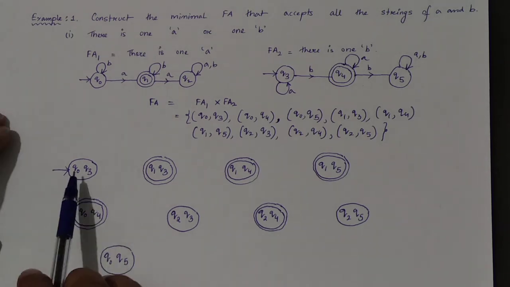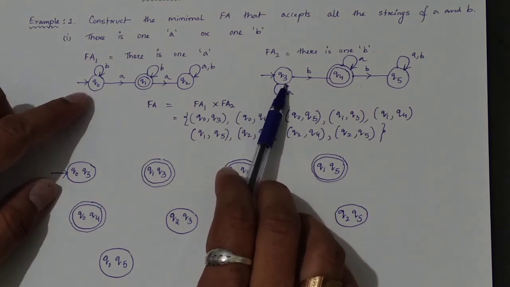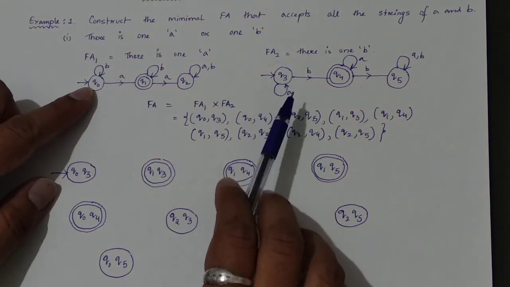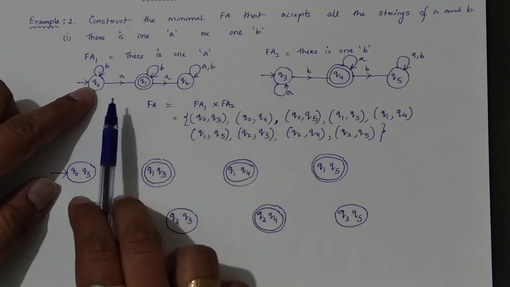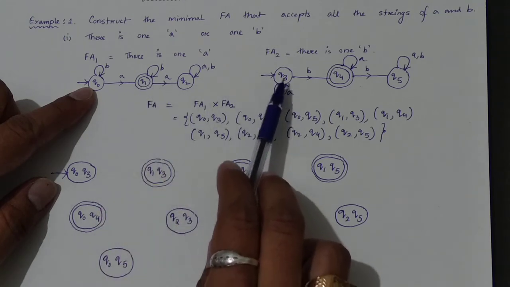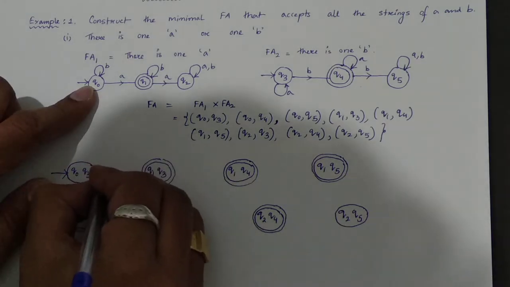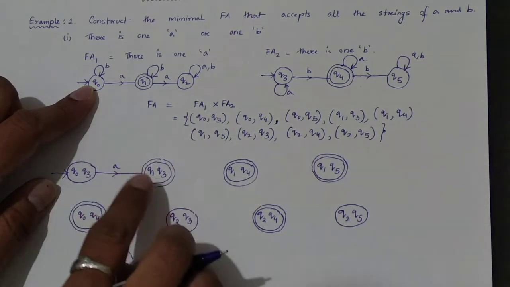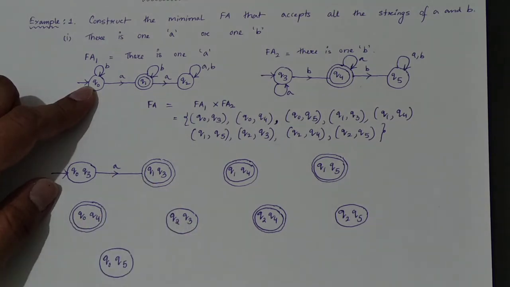First, Q0, Q3 together. On seeing input alphabet A, where is it going? Q0 on A is going to Q1. Q3 on A is going to Q3. Definitely, we can say a combination of Q1, Q3. So for A, it will go to Q1, Q3. Like this, you have to find out. It's very simple. It will take a lengthier one, but it will be a perfect answer for you in the exam.